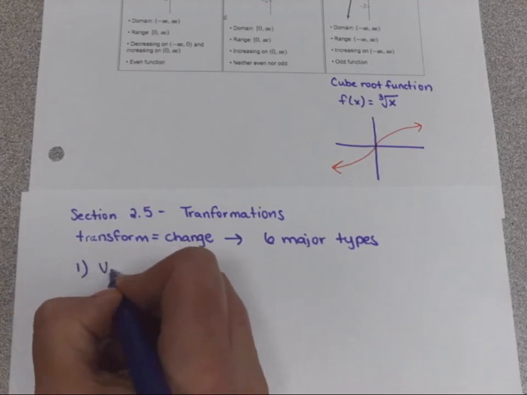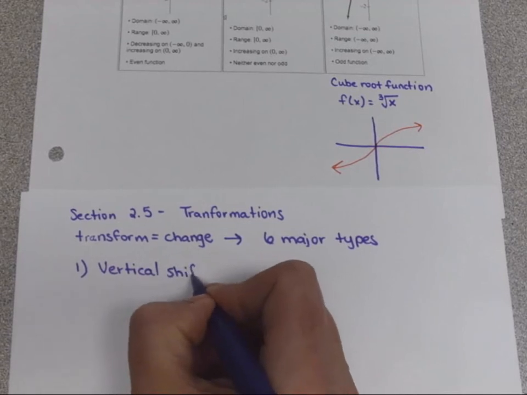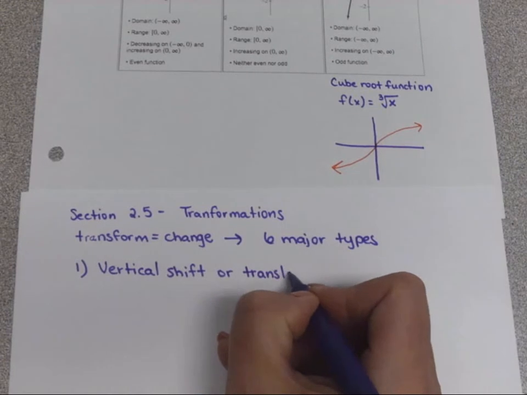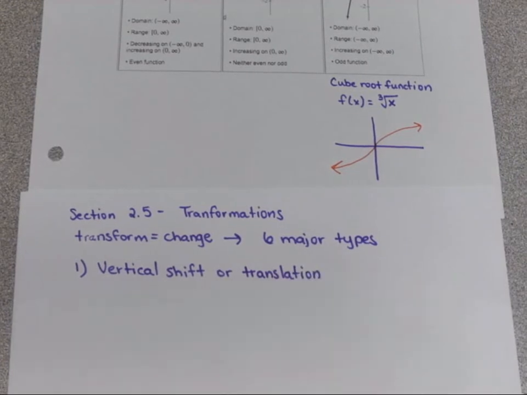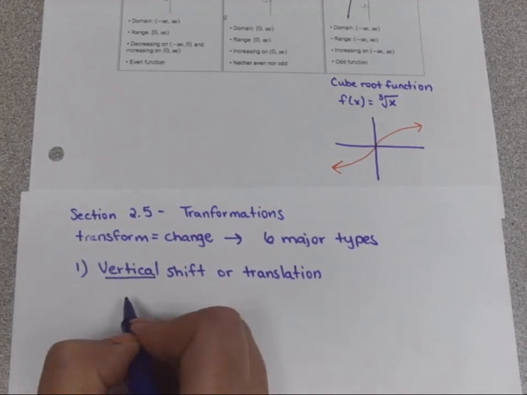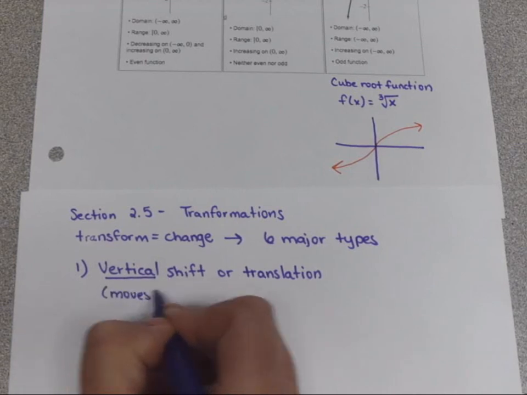Okay? So the first type of change that we can have is a vertical shift. MATLAB calls this a translation. So when you see the word translation, you need to just think that it's a shifting. Okay? So because it's a vertical shift or translation, it means that the graph is going to move up or down.